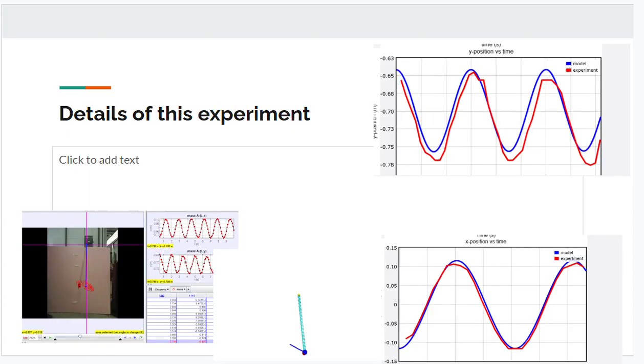So here are some details of the experiment. The right has our x position versus time graph. The bottom is the x position versus time graph. The red one is the experiment data graphed, and the blue one is the model, seeing what it should have looked like based on Hooke's law. The red is just the tracker data that we used from the video. So very similar.